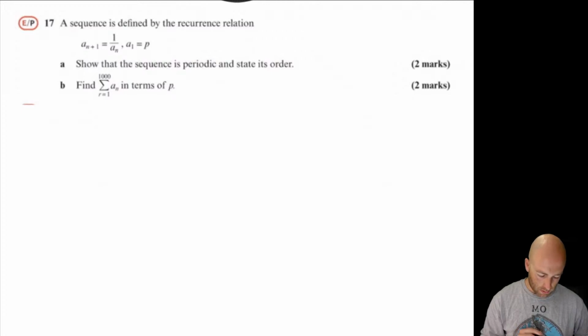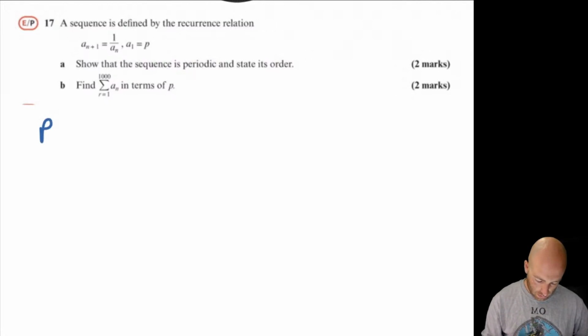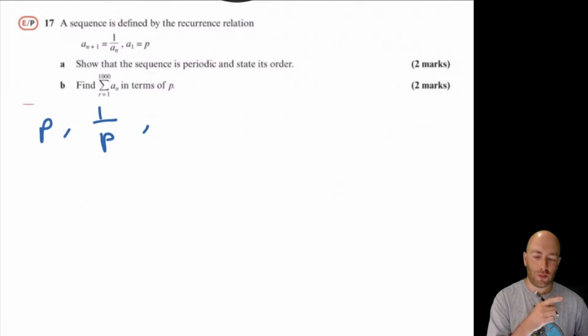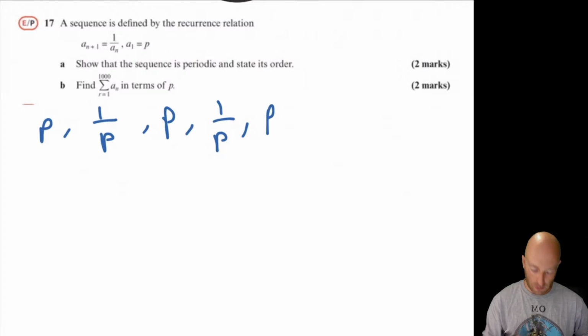Okay, so it's periodic, state the order. The first term is p. The next term is 1 over p. The next term is 1 over p, which is p. The next term is 1 over p. Next term is 1 over p, etc. So the period is 2.